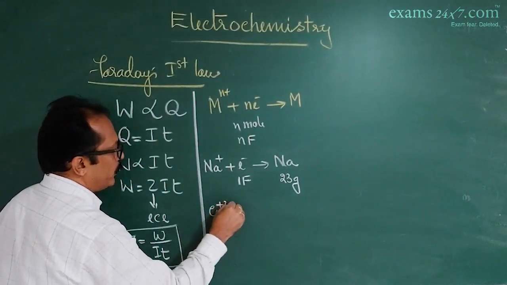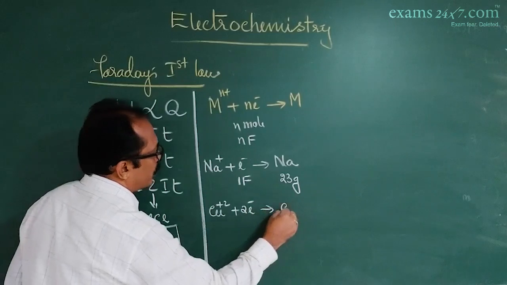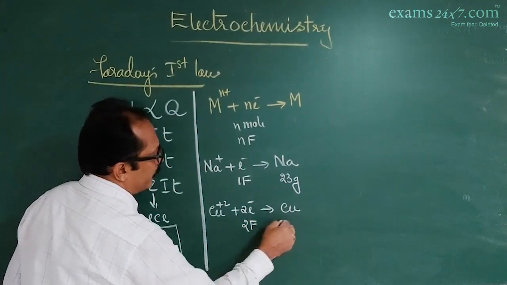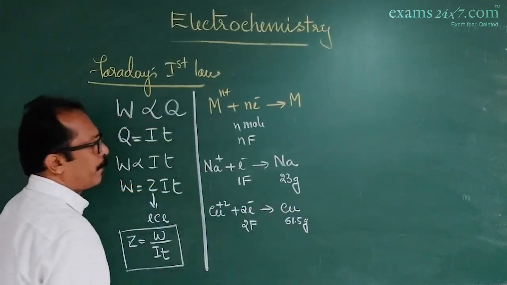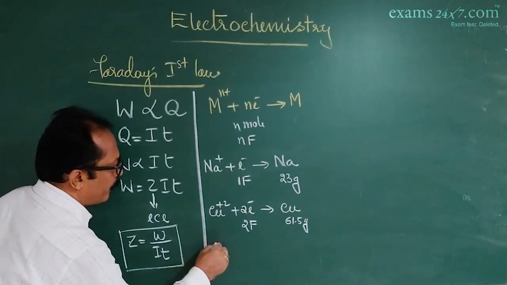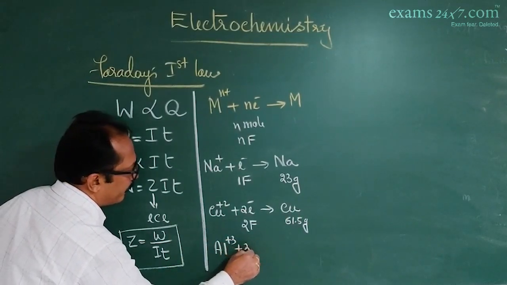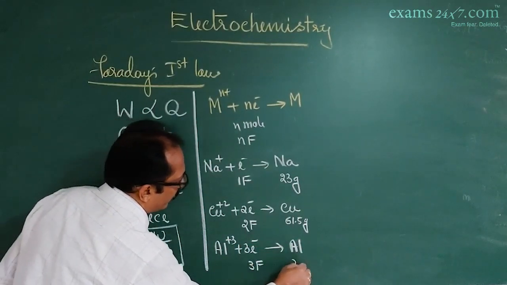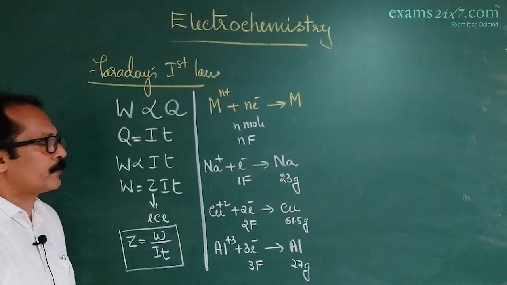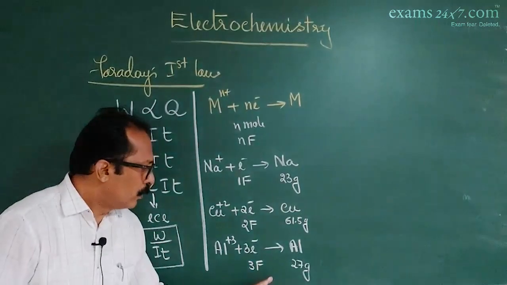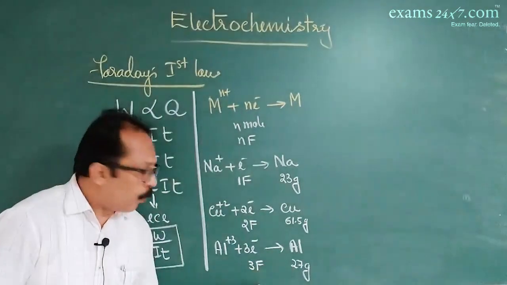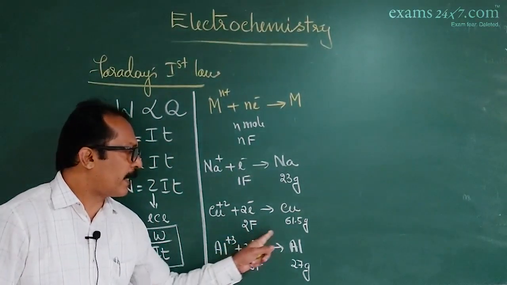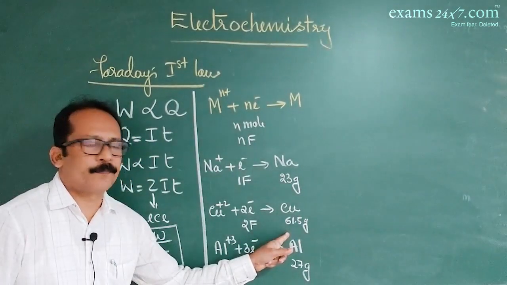Similarly, Cu2+ needs 2 electrons, so 2 Faradays of current deposits 63.5 grams of copper. Similarly, if you consider the aluminium ion, Al3+ plus 3 electrons gives aluminium. So it requires 3 Faradays of current, which deposits 27 grams of aluminium. Now, 3 Faradays deposit 27 grams, so 1 Faraday deposits 9 grams. Similarly, 1 Faraday deposits half of the copper value.